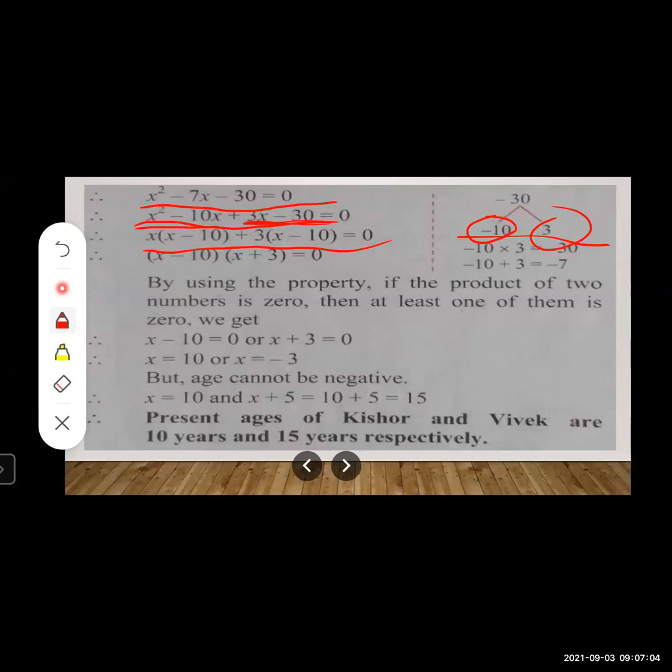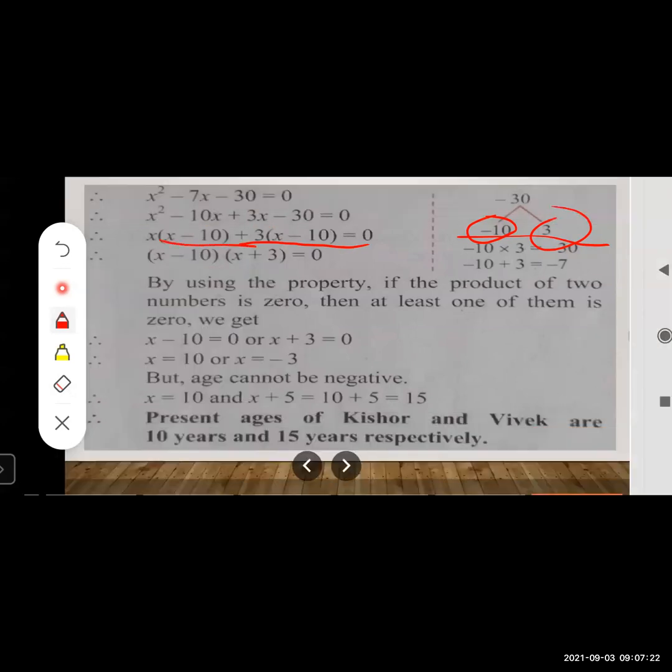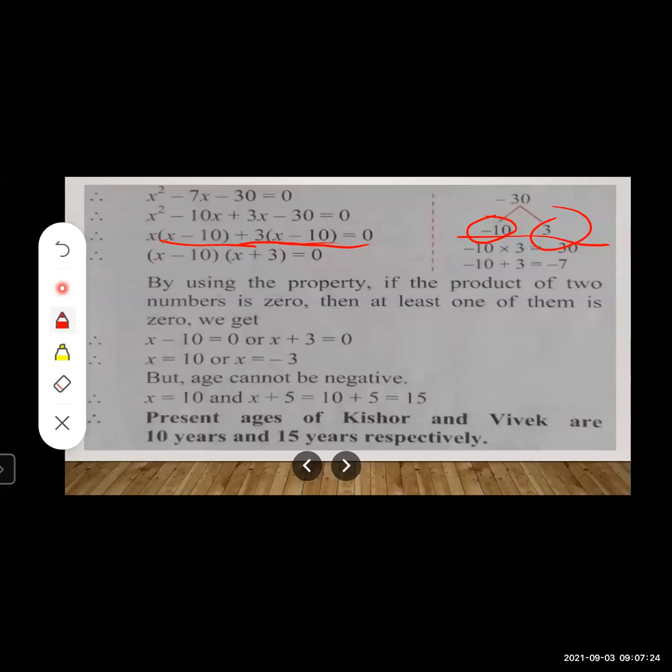So what am I getting here? When I am taking out 3 as common, I am getting 3 into (x minus 10). Now again, you can clearly see here, x minus 10 and x minus 10, it is common here. Again, you take out this as common, x minus 10, right? So what is remaining behind? Yes, x and plus 3. So (x minus 10) into (x plus 3) is equal to 0.